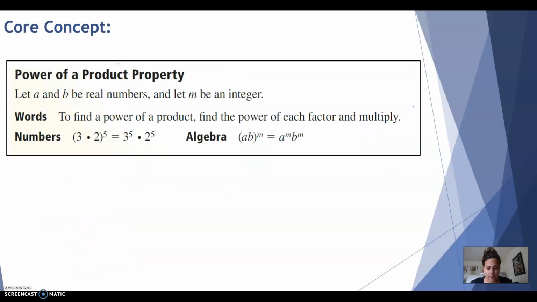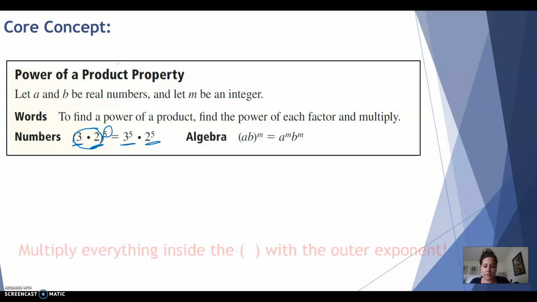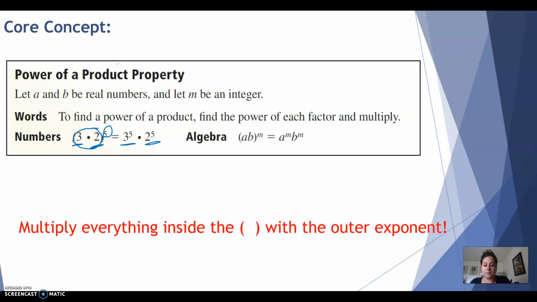So here's this next property. What this property tells you is if you have multiple things inside of the parentheses, then the outer exponent gets applied. So if you look at this 3, it became 3 to the 5th. Then they did 2 to the 5th. Okay, so here it is in layman's terms: multiply everything inside the parentheses with the outer exponent. So now, you might need to show some work for these problems.